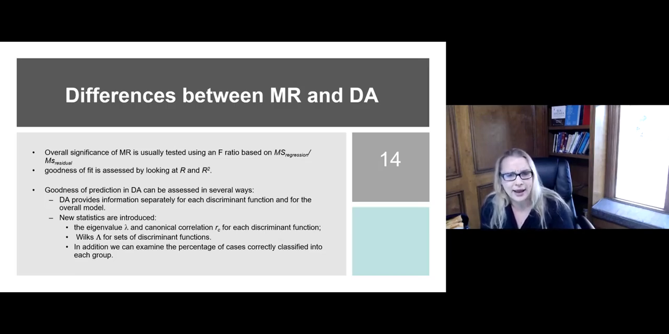In discriminant analysis, the goodness of prediction can be evaluated several ways, for each model individually or separately for each discriminant model. So the individual models can be evaluated by the eigenvalue and canonical correlation, and sets of functions are evaluated by using Wilks lambda. So there are several ways in which we can decide if, in fact, the discriminant analysis that we have has met our requirements and is statistically sound and statistically significant.